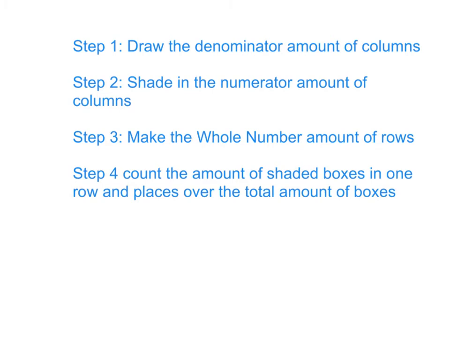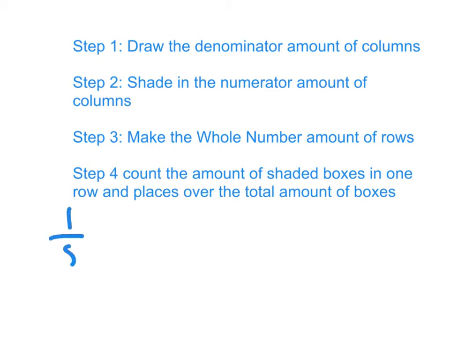So if we want to list it step by step, the first thing I would do is draw the denominator amount of columns. Then, step 2, shade the numerator amount of columns. Step 3, make the whole number amount of rows. And step 4, count the amount of shaded boxes in one row and place it over the total amount of boxes. So let's translate that into a picture.